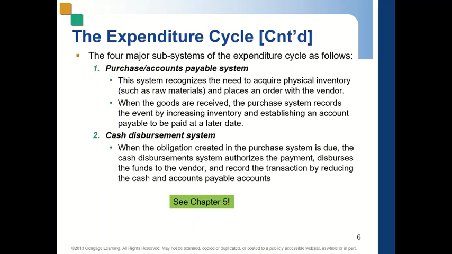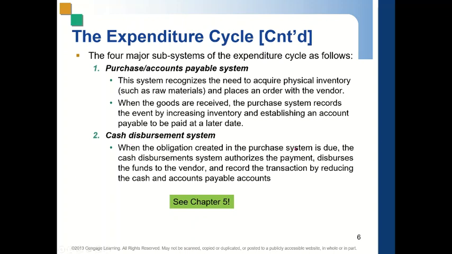So those are the two things that this subsystem will mainly be concerned with. The fact that there's been an increase in our inventory, and now we also need to worry about accounts that are payable, that at some point in the future we will need to pay. And then, of course, that future date ultimately will come. And when it comes, it means that now that obligation needs to be addressed. And so we need a system now that deals with the disbursement of cash.